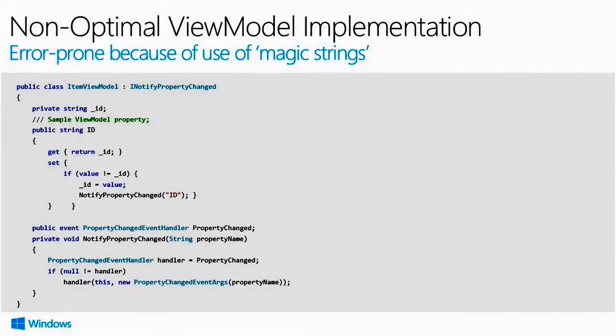Now the way that you do this is you need to instrument your setters. So here's a public property called ID, and you'll notice that in the setter, whenever that value changes, we call a method called NotifyPropertyChanged which fires that PropertyChanged event, and it gives the name of that property. This is the old way of doing it. It's kind of error prone because this is what we call an example using magic strings.